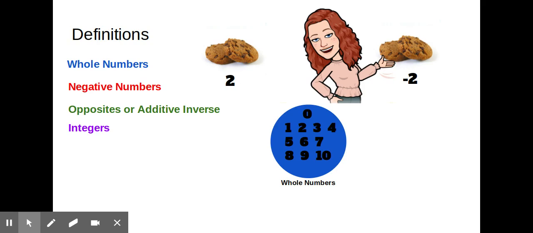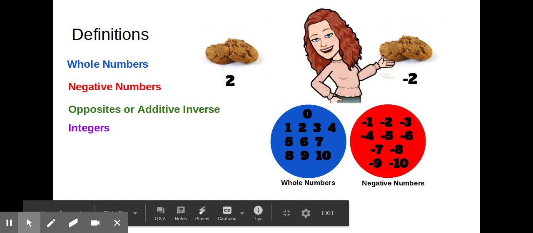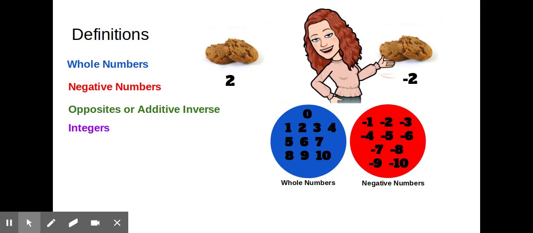We could have $4, or we could go to the store and realize we don't have money and we owe $4. If we owe $4, that would also be represented with a negative. It would be a -4. So we have another set of numbers. These are all of our negative numbers. And each of the positive numbers has a negative number that is its opposite.